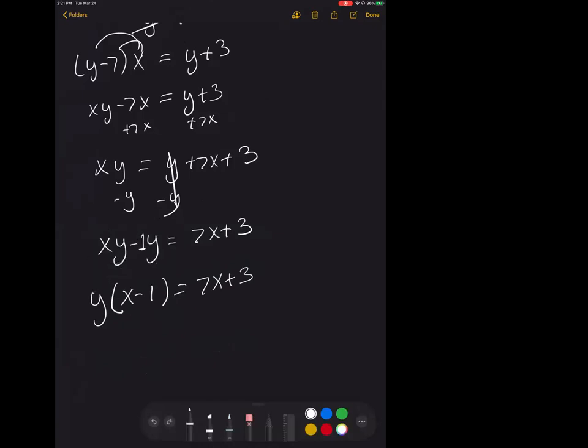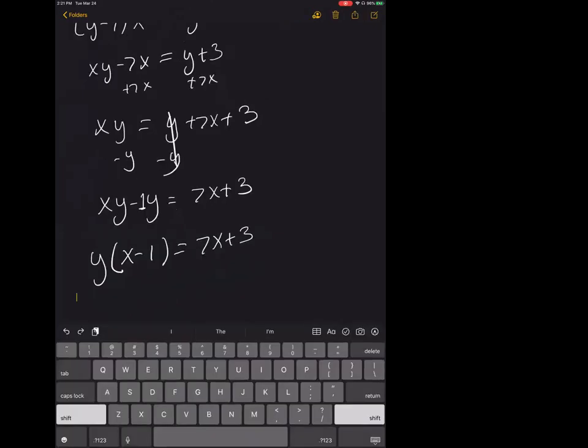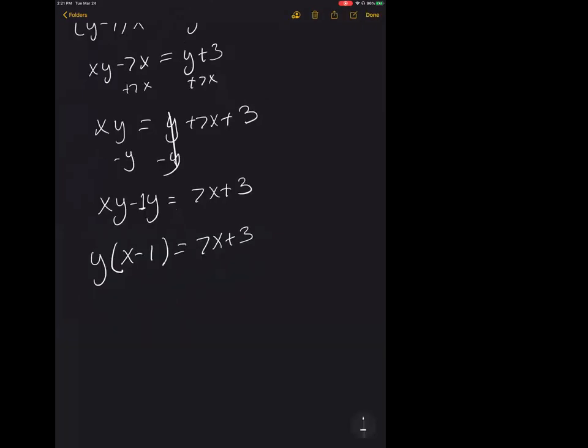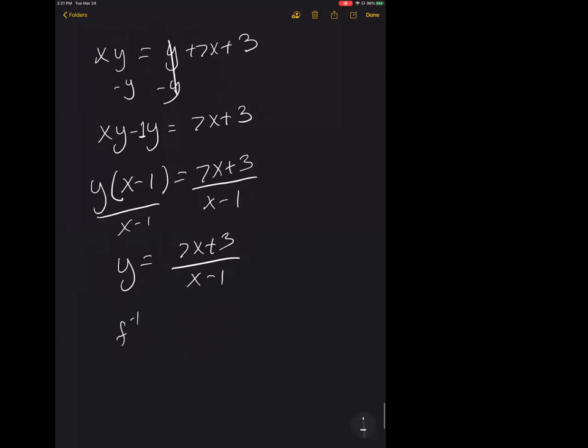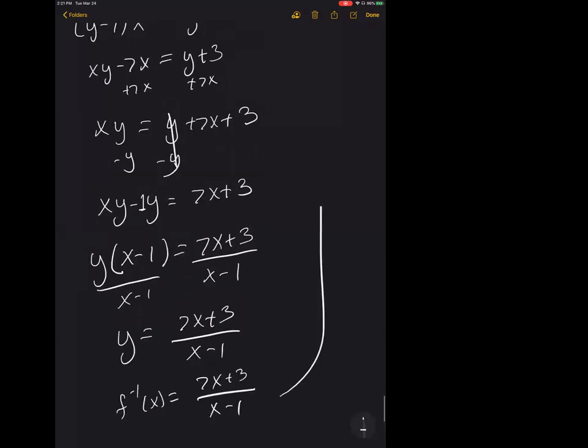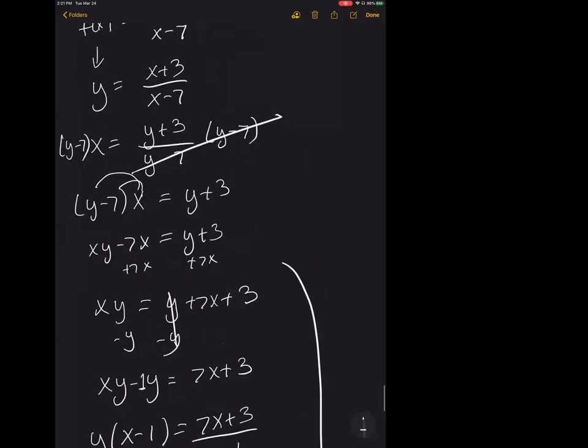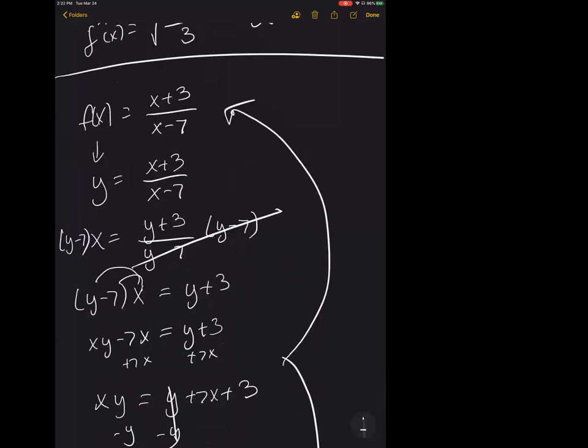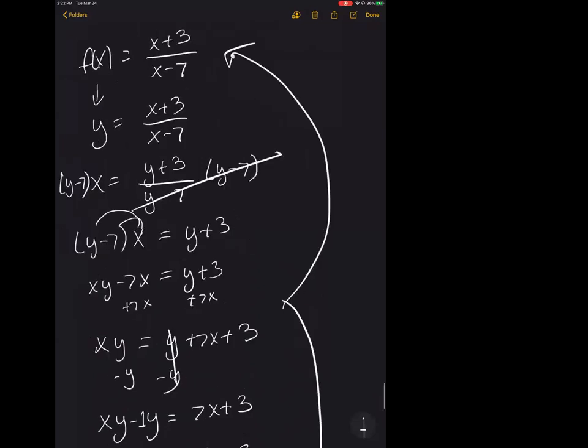But by me factoring out this y, I go from having 2 y's to just 1. The last step is to then divide by x minus 1. So y is equal to 7x plus 3 divided by x minus 1. And that is the opposite of the original function. Now, interestingly enough, for fractions, it is not as obvious why this right here would be the opposite of this right here. But we worked it out, and so it is.